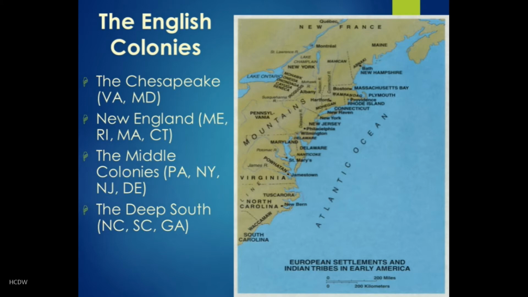In the previous lectures, we talked about the Chesapeake colonies, focused on Jamestown. And in this lecture, we're going to be focusing on the New England colonies. And then in upcoming lectures, we're going to be talking about the Middle colonies, Pennsylvania, New York, New Jersey, Delaware, in that region, and then later the Deep South colonies, the Carolinas and Georgia.